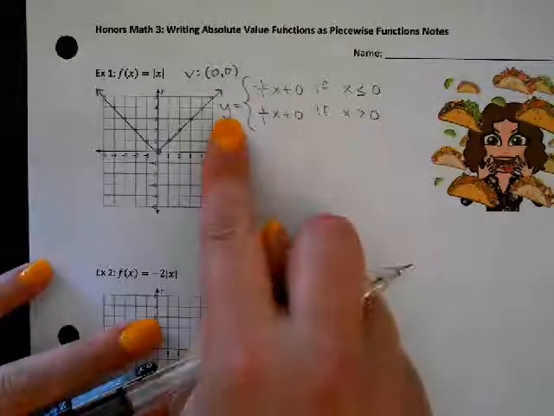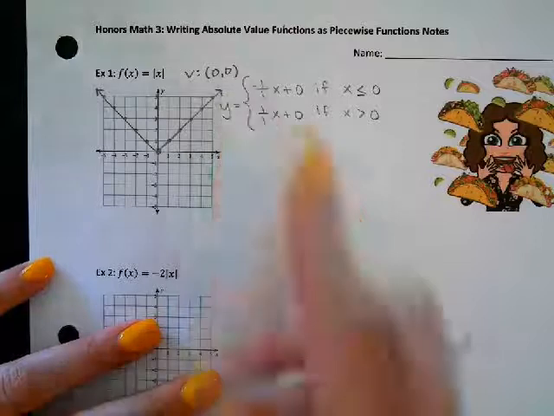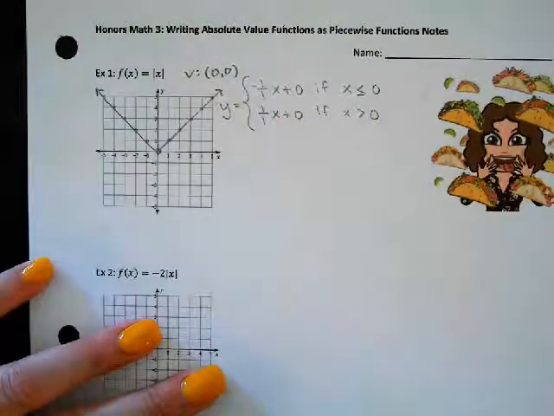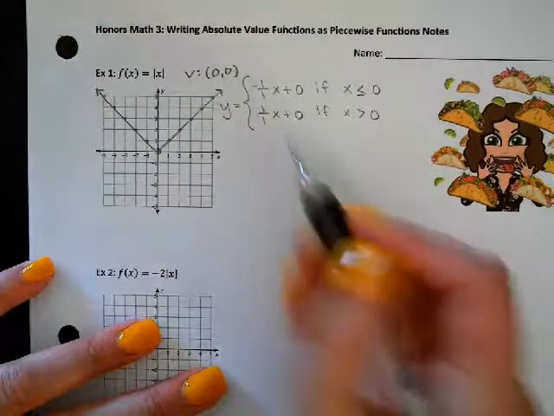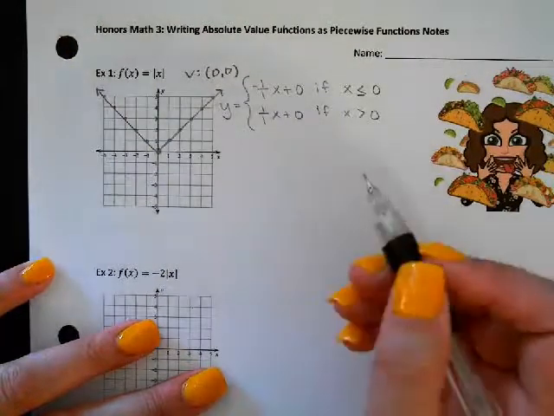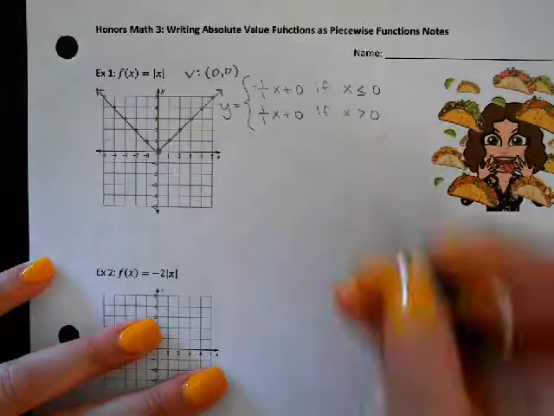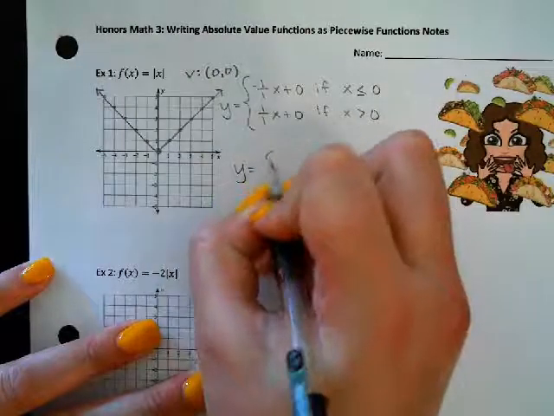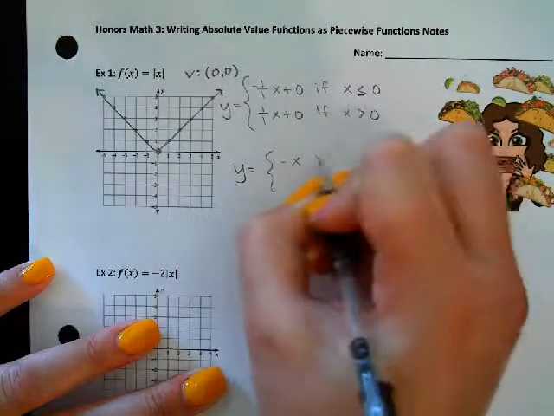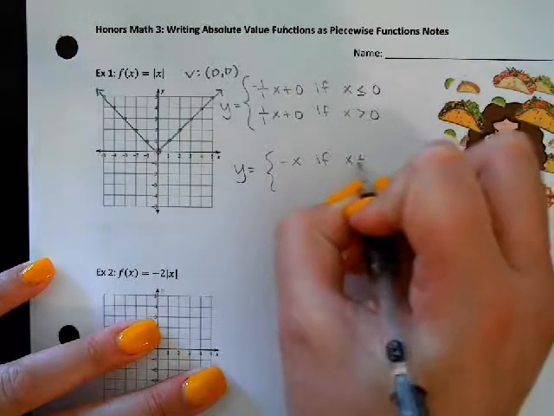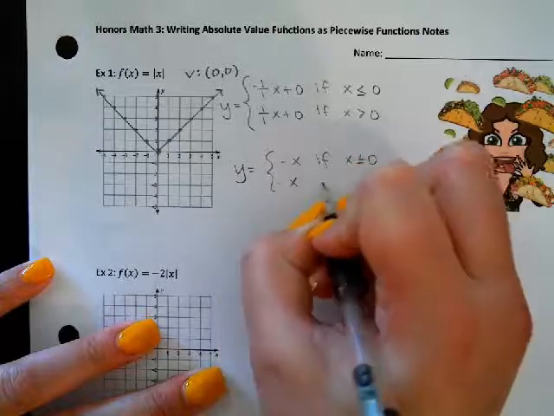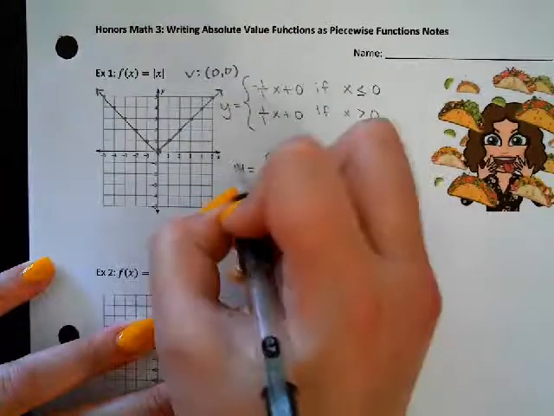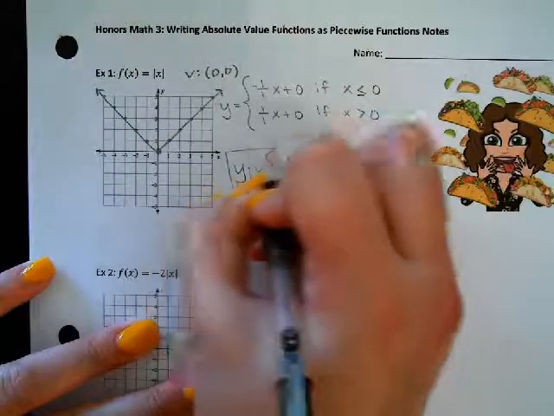Now, most people would not do 1 over 1 for that value because that's silly. It's just negative 1, or it's even just negative x. And most people would not even put the plus 0 because it's 0. So most people would write this piecewise function as y equals negative x if x is less than or equal to 0, and positive x if x is greater than 0. And that would be their resulting piecewise function.